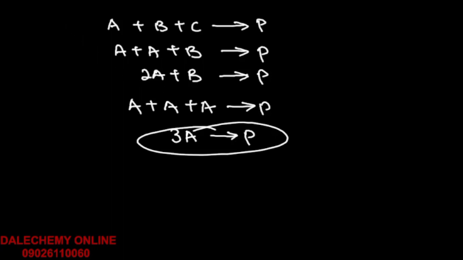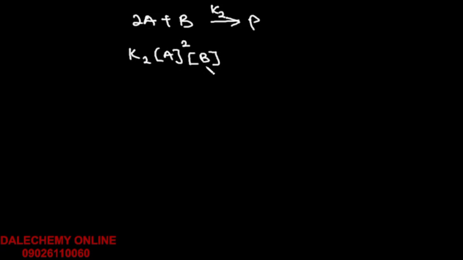So the one we want to look at in this video is when just two of them are the same, where we are going to be having 2A plus B to give the product. Now, in this case, you can write the rate law expression for this as K, maybe the rate constant is K2. So we have K2, concentration of A, because it's going to be second order with respect to A, then multiply by the concentration of B. So that's going to be the rate law expression.